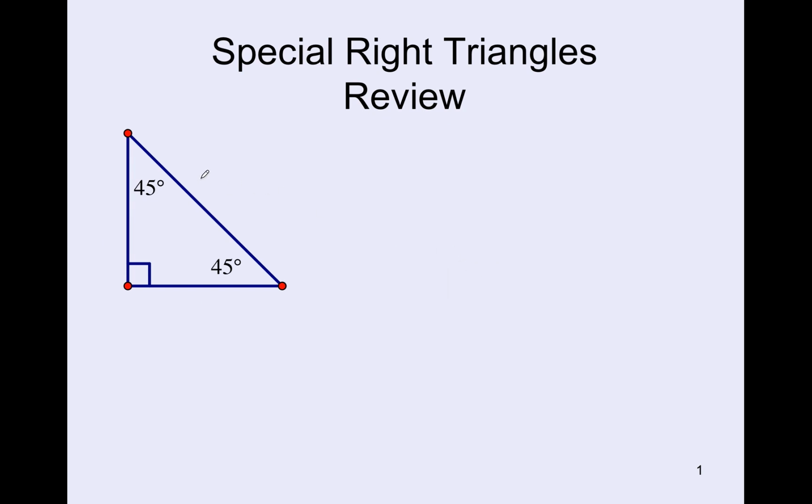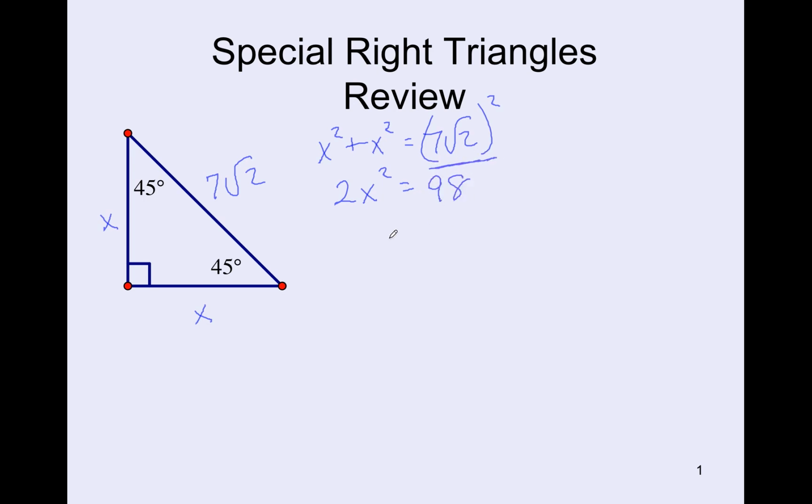Okay, next one. How about this is 7 root 2? See if you can figure this one out. Give you a hint, they're x's. X squared plus x squared equals 7 root 2 squared. 2x squared equals, what's this squared? 98. Divide both sides by 2, 49. X equals square root of 49. X is equal to 7.